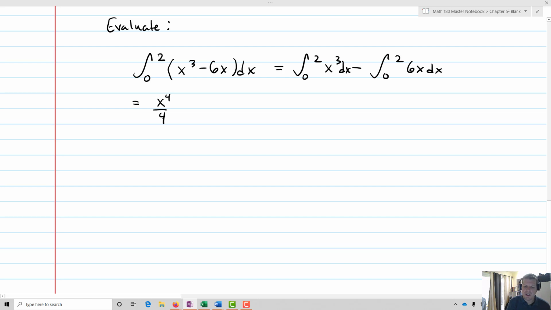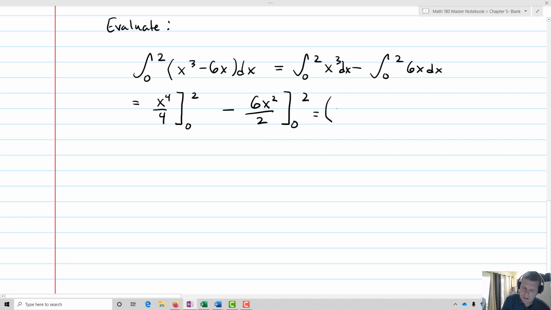Now, we don't need to actually use the general form. Instead, we can just evaluate that one from 0 to 2, because what we learned before from the fundamental theorem of calculus is that you can pick any antiderivative that you want. You don't have to choose the general antiderivative. You can just choose this one. Now, we subtract from that the antiderivative of 6x, which is 6x squared over 2, and we evaluate that one from 0 to 2.